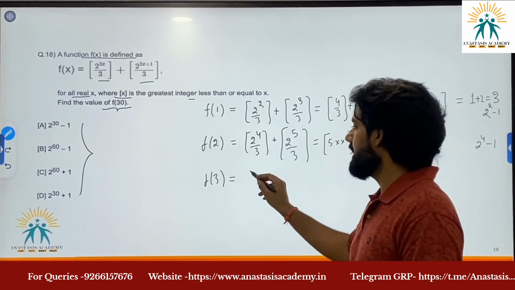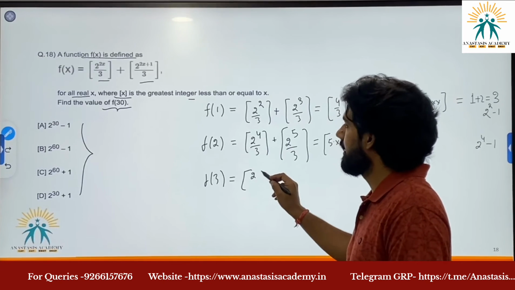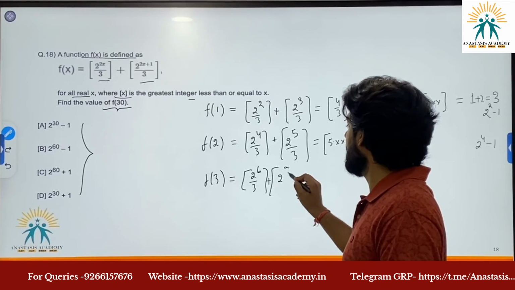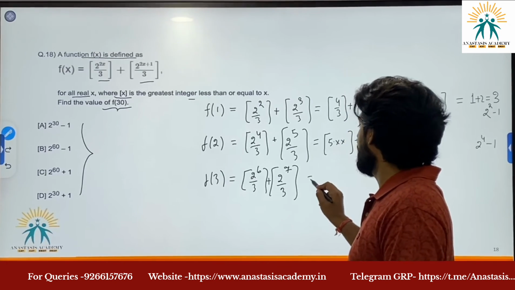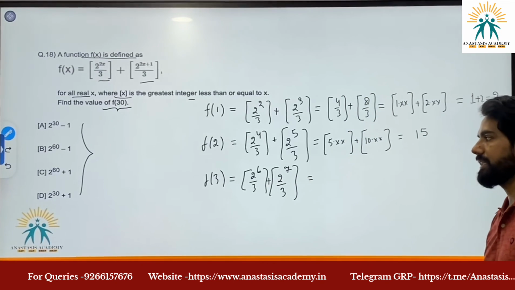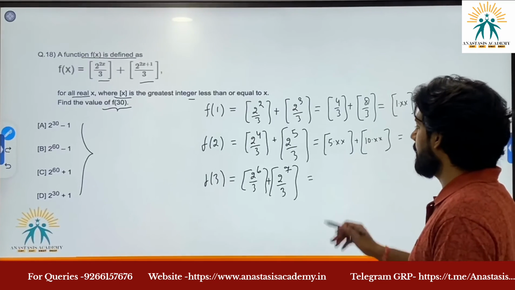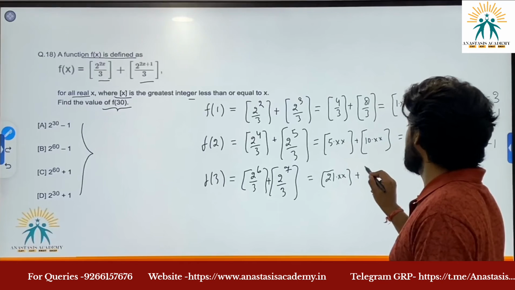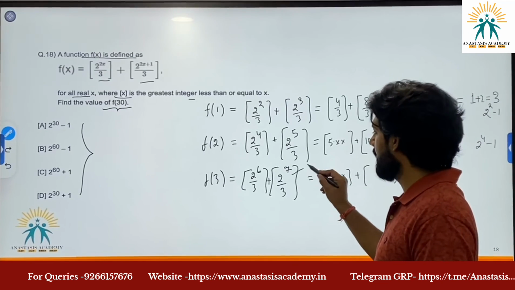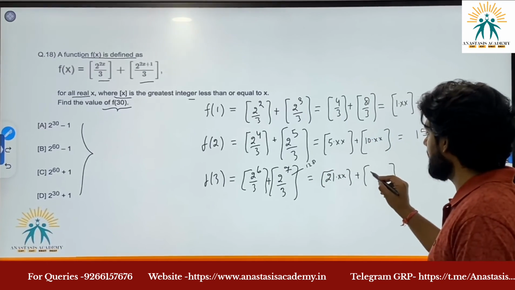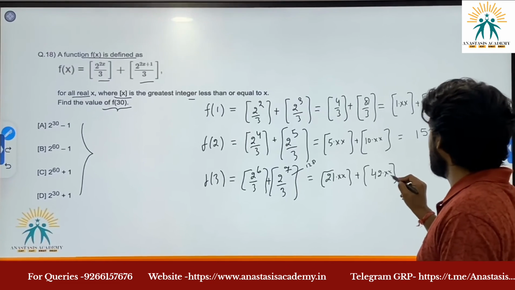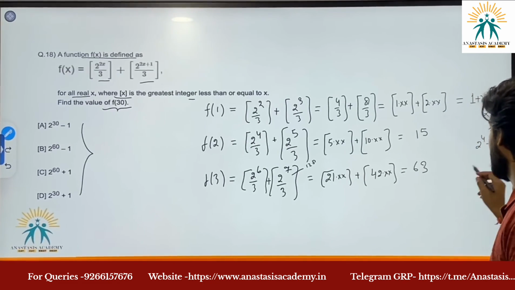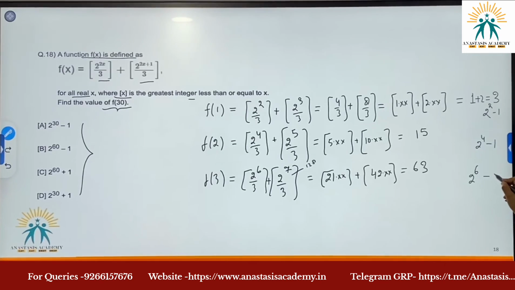For x equal to 3, it becomes 2 raised to the power 6 by 3 and 2 raised to the power 7 by 3. 2 raised to the power 6 is 64, and 64 by 3 is 21 point something, plus 2 raised to the power 7 is 128, and 128 by 3 is 42 point something, which turned out to be 63, and again yes, this is 2 raised to the power 6 minus 1.